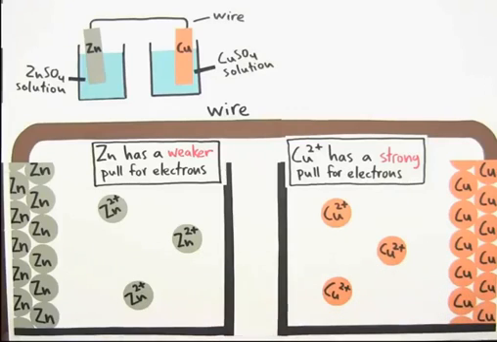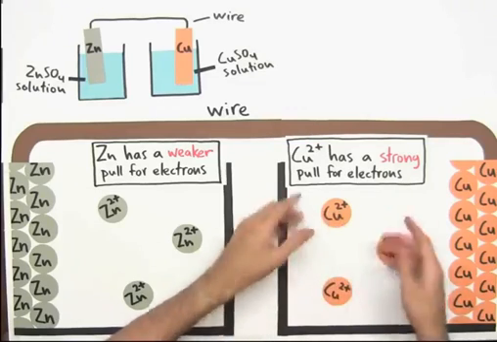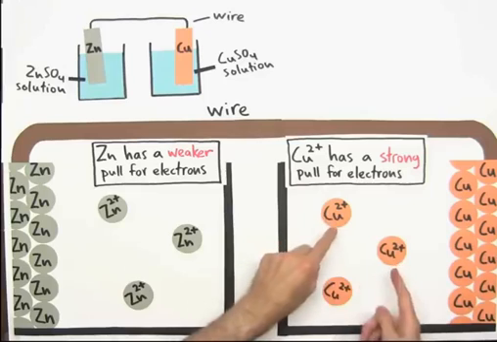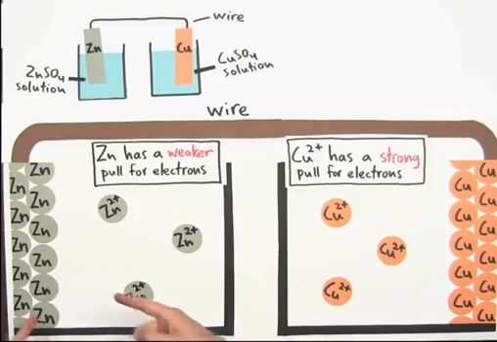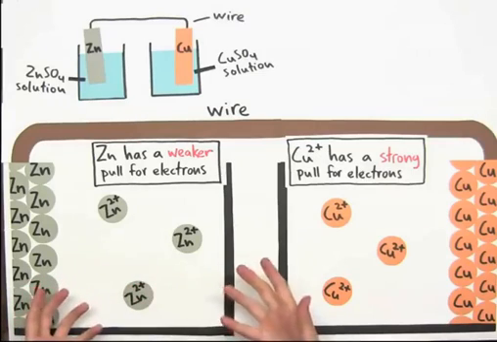Let me show you how this happens. So Cu2+ really wants electrons. So it's kind of like it calls over here to zinc, which has a weaker pull on the electrons, and says, hey, zinc, give me some of your electrons.